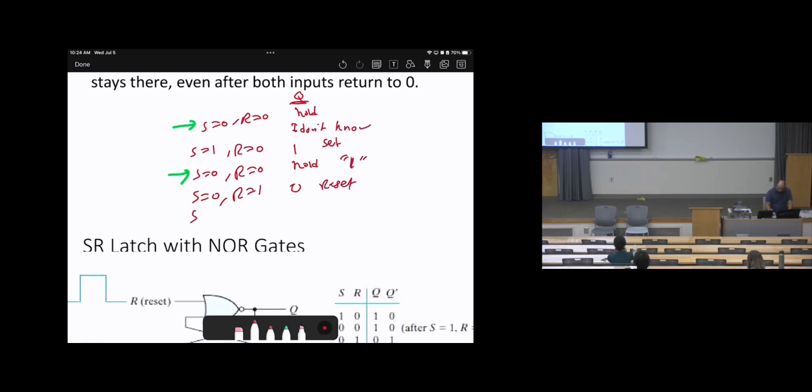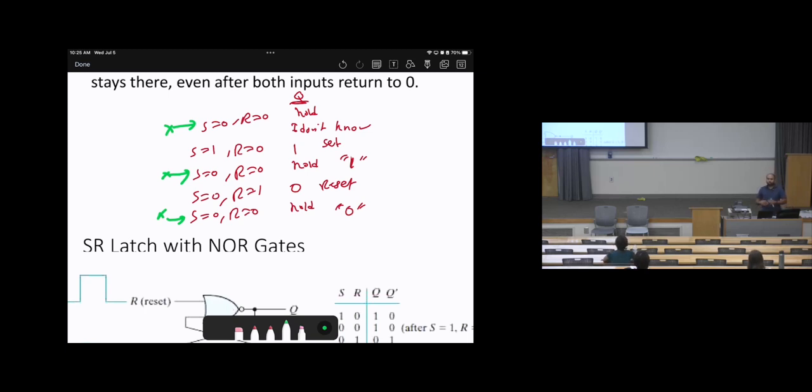Then let's go back to S equals 0, R equals 0, it's hold. Now I know I'm storing the bit 0. So we can realize something here, make a comparison between the green arrows. S equals 0, R equals 0, the same as S equals 0, R equals 0.